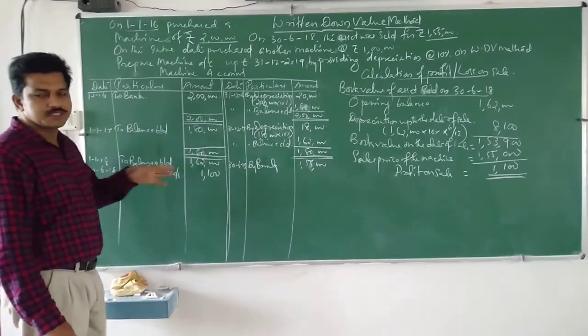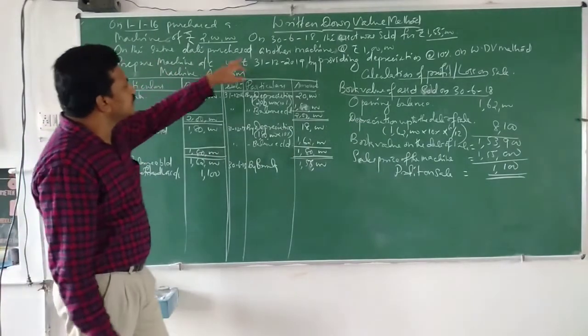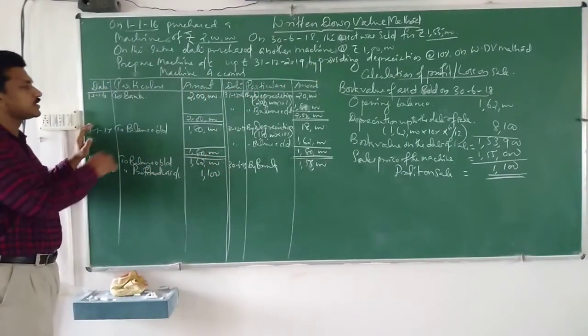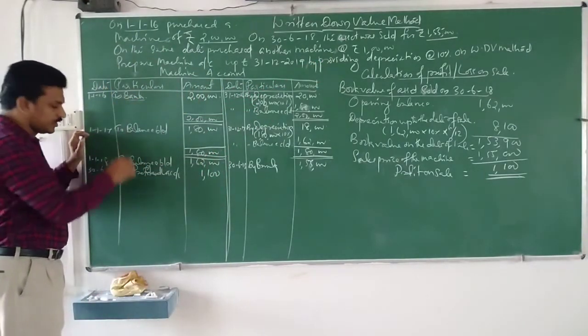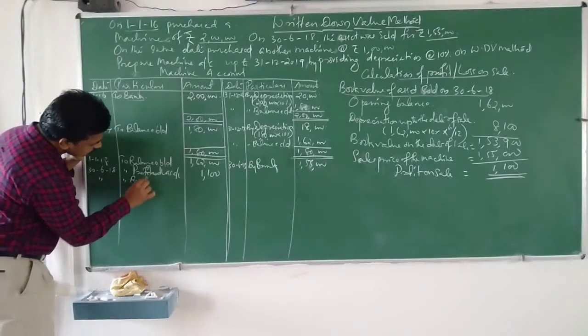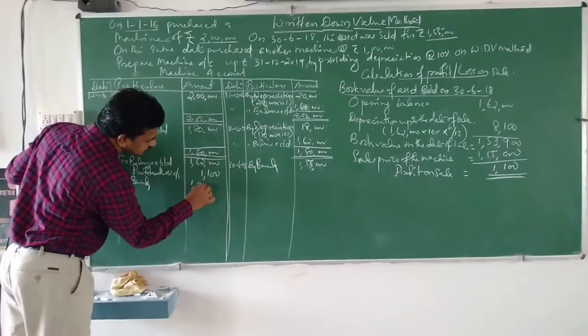Okay, 1,100 is written. And on the same date, another machine is purchased for rupees 1 lakh. So another machine is purchased. Here is saying here we have written. So on the same date by bank, how much? 1 lakh rupees.